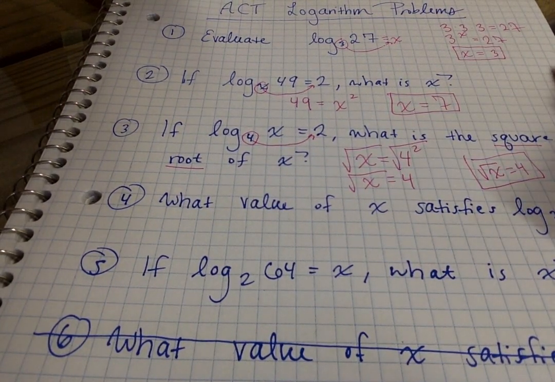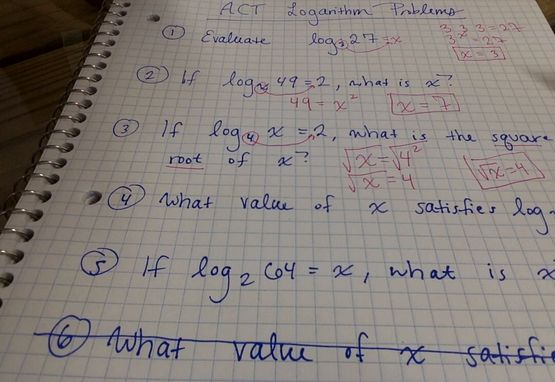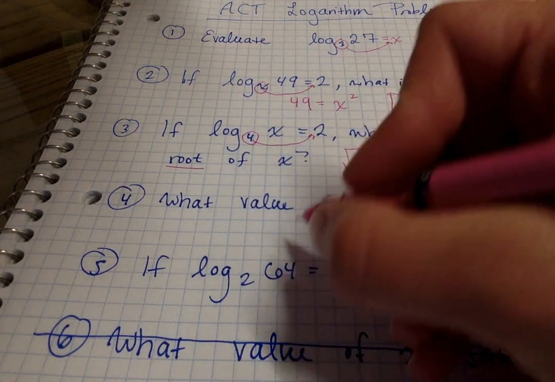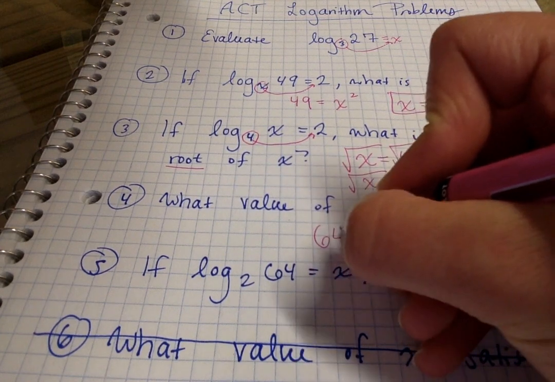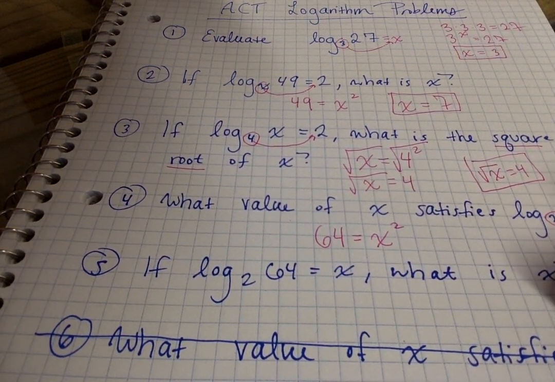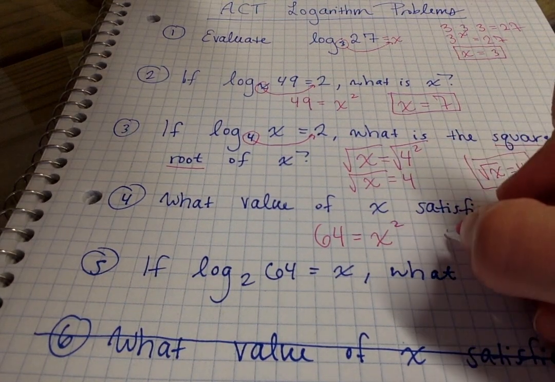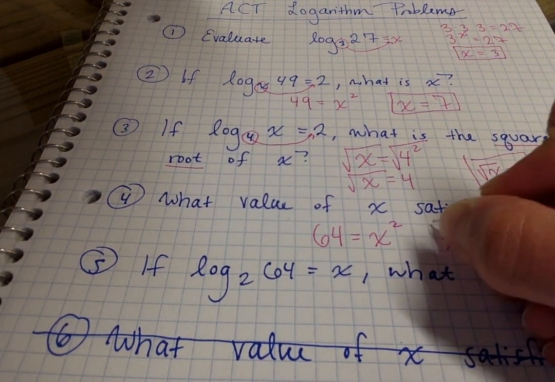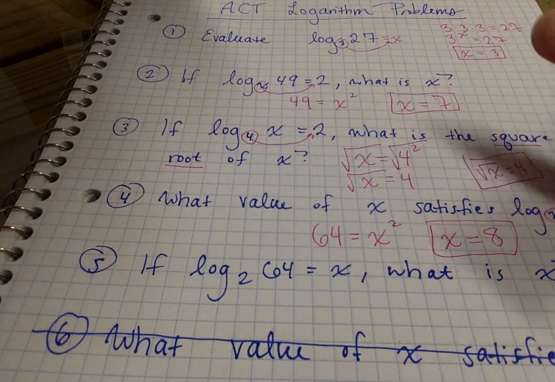Number 4 asks, what value of x satisfies log base x of 64 is 2? So I'll rewrite this as 64 equals x squared, because this becomes my base. Well, 64 is 8 squared, so x is 8.